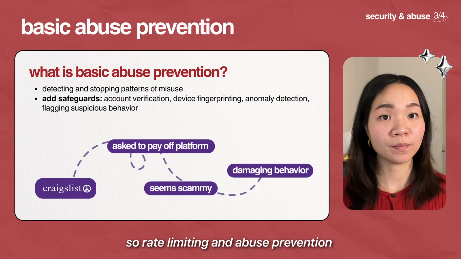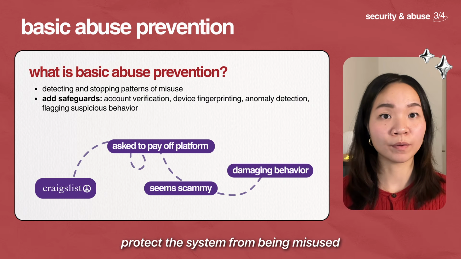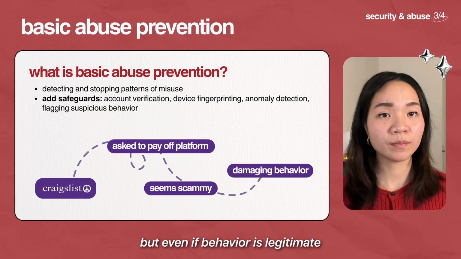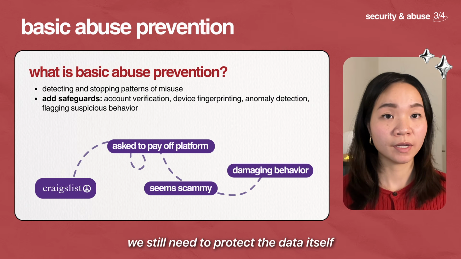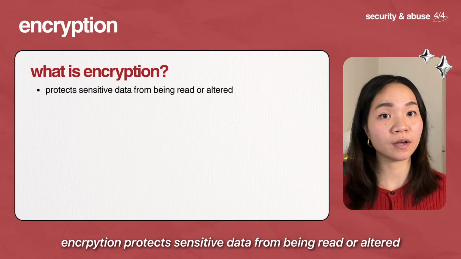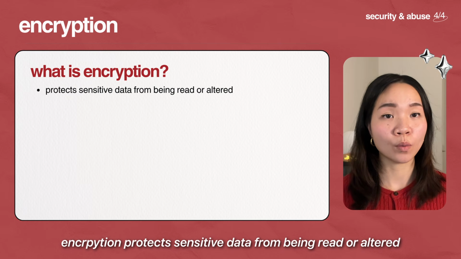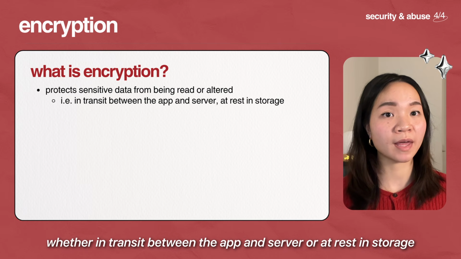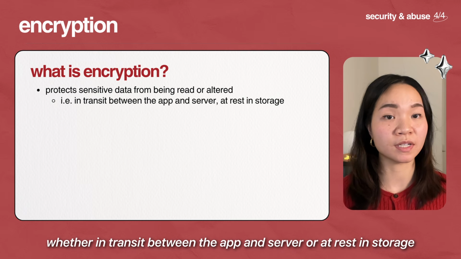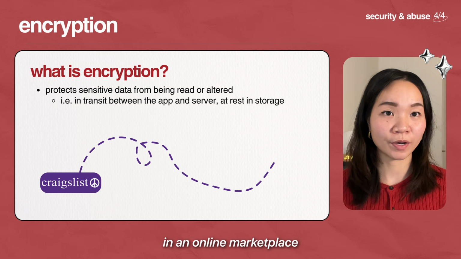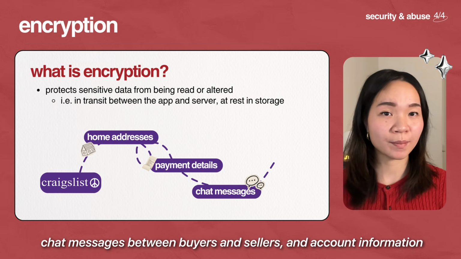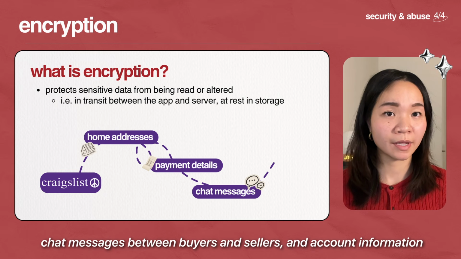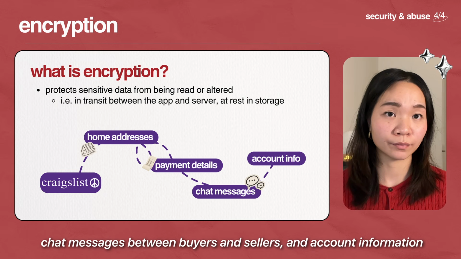So rate limiting and abuse prevention protect the system from being misused, but even if behavior is legitimate, we still need to protect the data itself. Encryption protects sensitive data from being read or altered, whether in transit, between the app and server, or at rest in storage. In an online marketplace, that includes home addresses, payment details, chat messages between buyers and sellers, and account information.